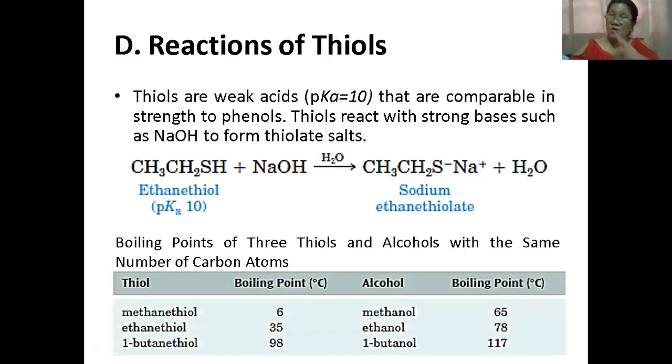If we are going to compare thiols and alcohols: this is methane thiol, ethane thiol, butane thiol, with their boiling points. But for the alcohols, look, the boiling points are higher, because of the presence of hydrogen bonding. Okay. That is the reaction of thiols.